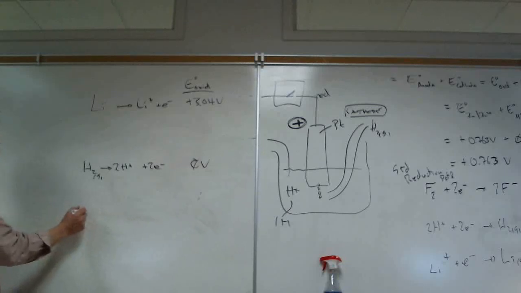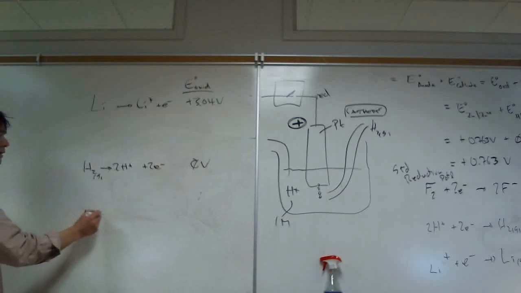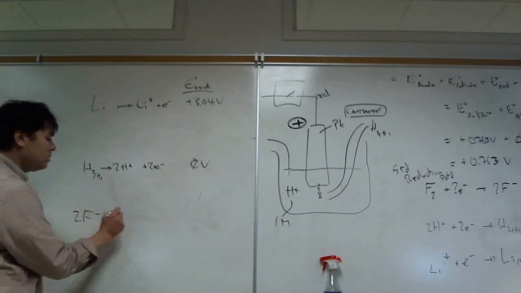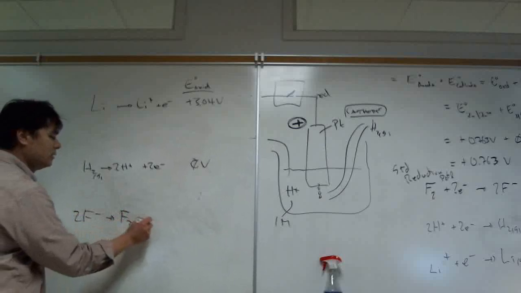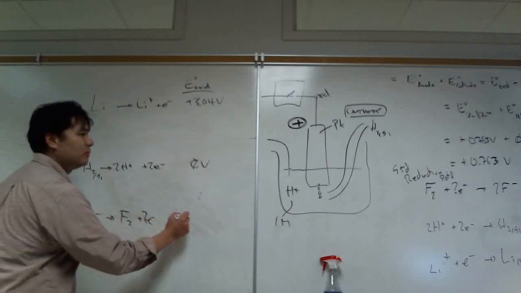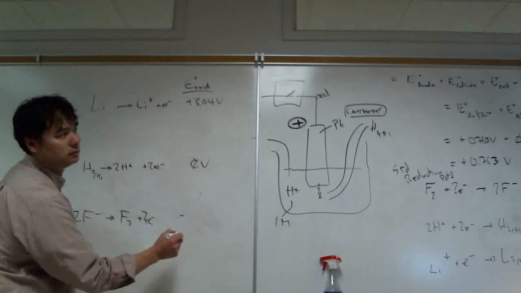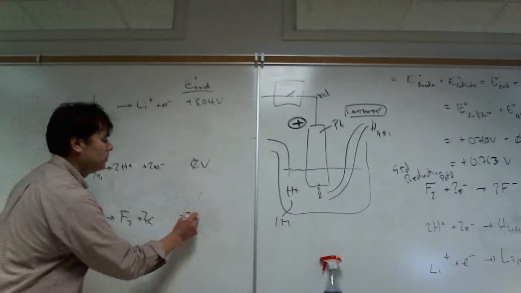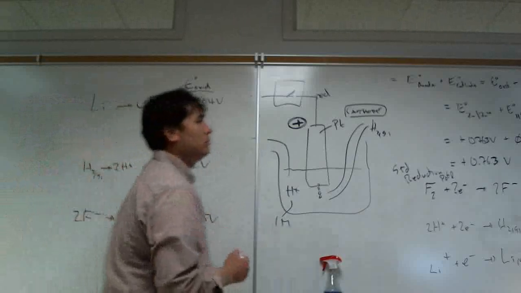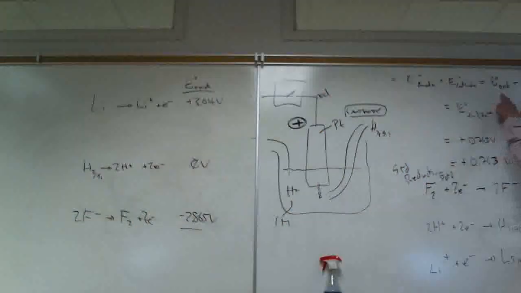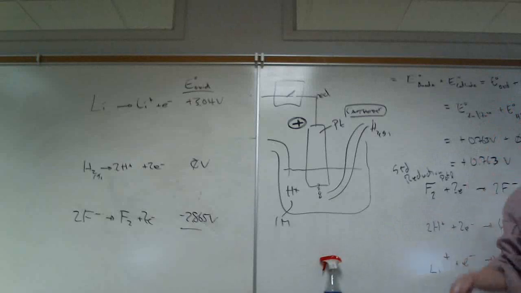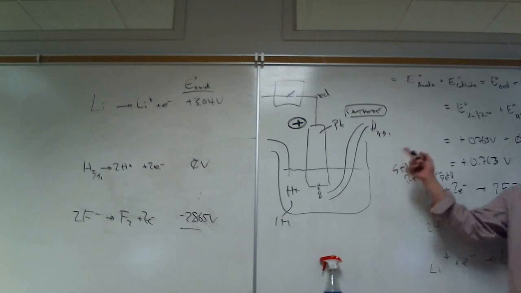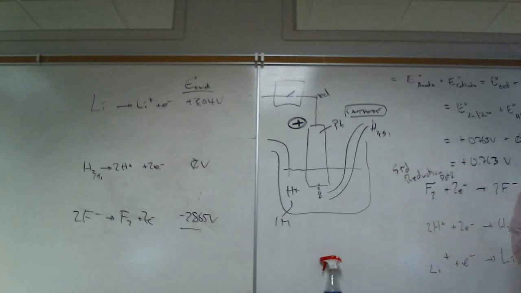The lowest would be fluoride. Fluoride would be the most difficult to oxidize on this list, and that would be negative 2.865 volts. And so what we do is we just add the two potentials. The higher the oxidation potential, great. The higher the reduction potential, great. That's going to make a higher cell potential, more voltage in your battery, right? The higher the cell potential, the greater the driving force for the reaction.